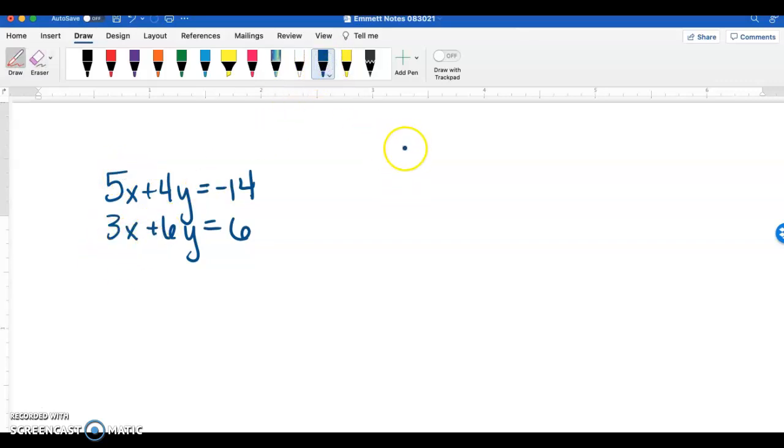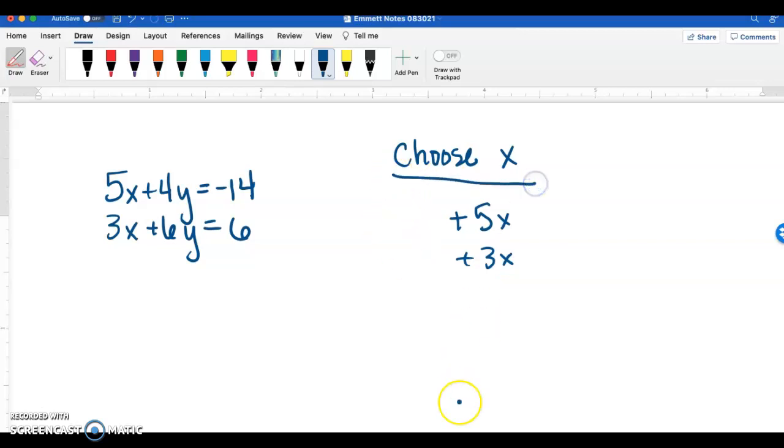So I'm going to choose x to eliminate. Right now I have a positive 5x and a positive 3x. There's no positive sign in front of them, but I just want to show you that. So I'm choosing x to get rid of. What could I multiply? Eventually I want them to be the same. For example, let's say I multiplied 5 by 4. That would give me 20x. Well, can I multiply something by 3 to get 20x? No, I can't multiply anything by 3 to get 20.